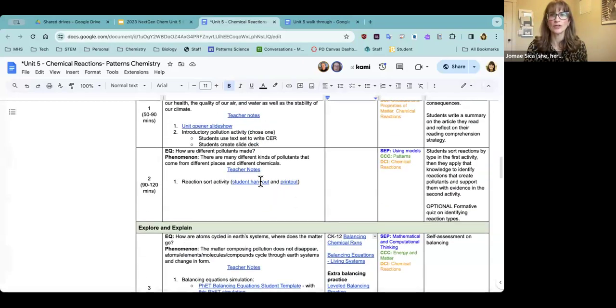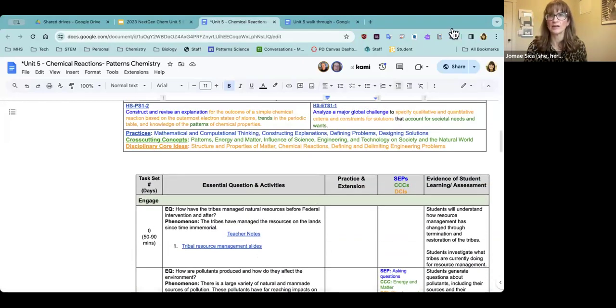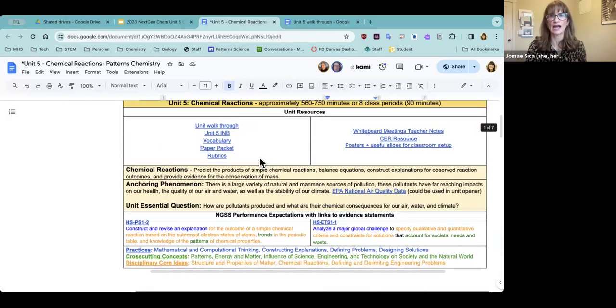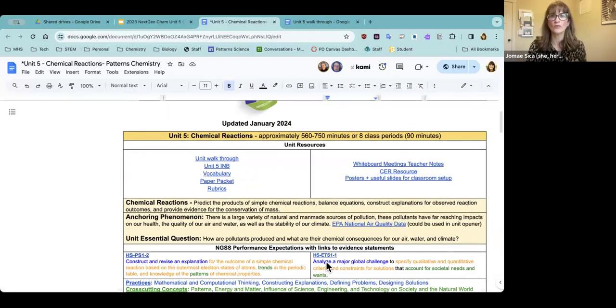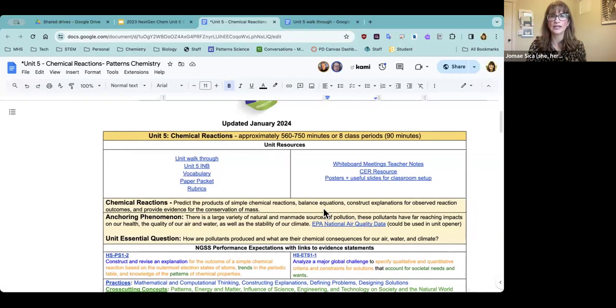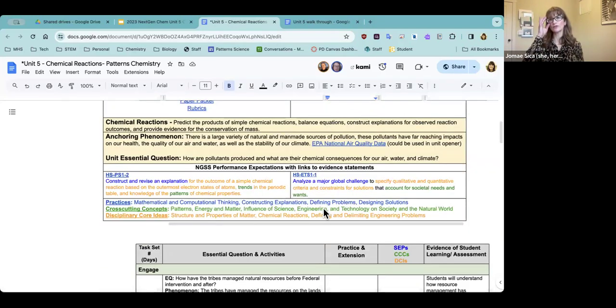So here is the unit planner, and the unit planner always starts at the top by stating what our phenomenon is and what our unit essential question is. We're really focused on pollution in this particular unit. We want to look at air and water pollution because those reactions are related to one another, and it also allows us to address all the different reaction types. That's the anchoring phenomenon we're focused on throughout the unit.